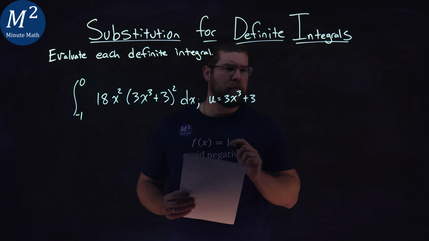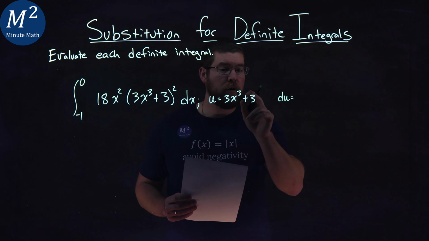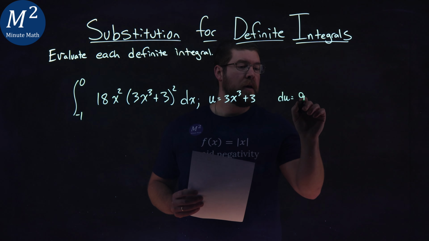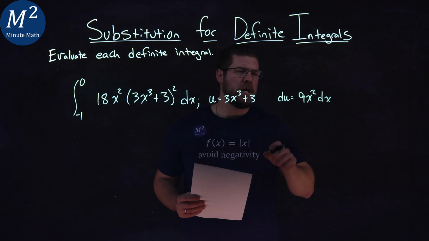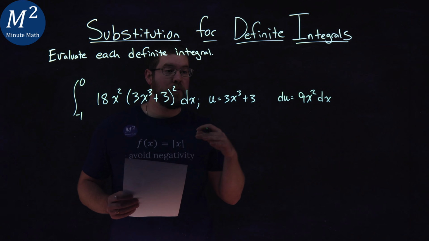Well, we have a u value right here, so let's go find my du value. The derivative of 3x to the third plus 3 is, well, 3 comes down, multiplies by 3 is a 9, 9x squared dx. Don't worry about the plus 3 there. So we have a 9x squared dx. Let's see how this can be written in terms of u and du.